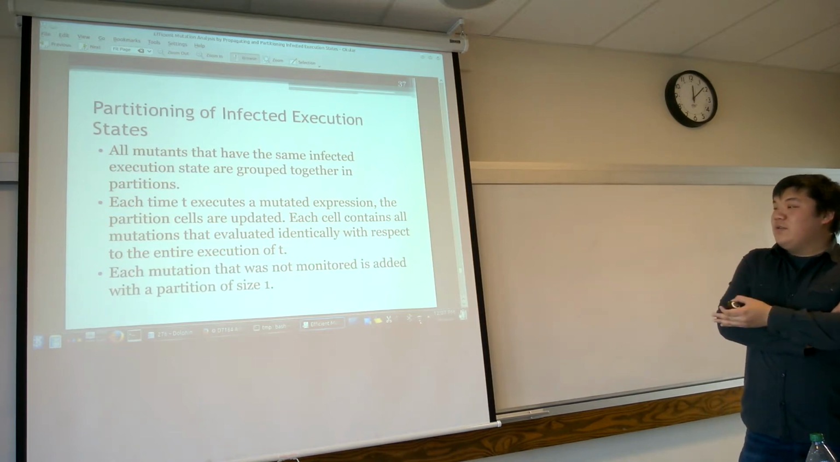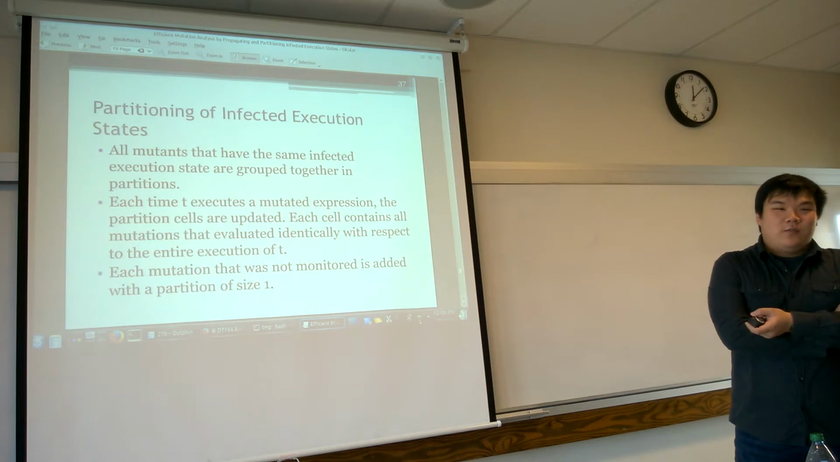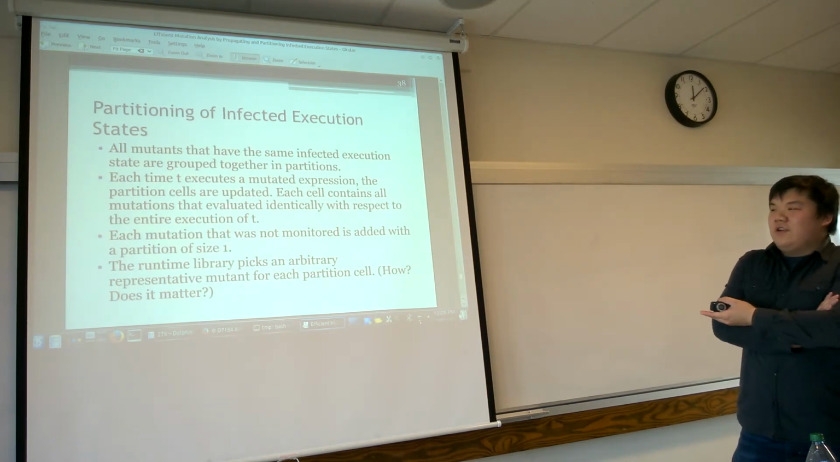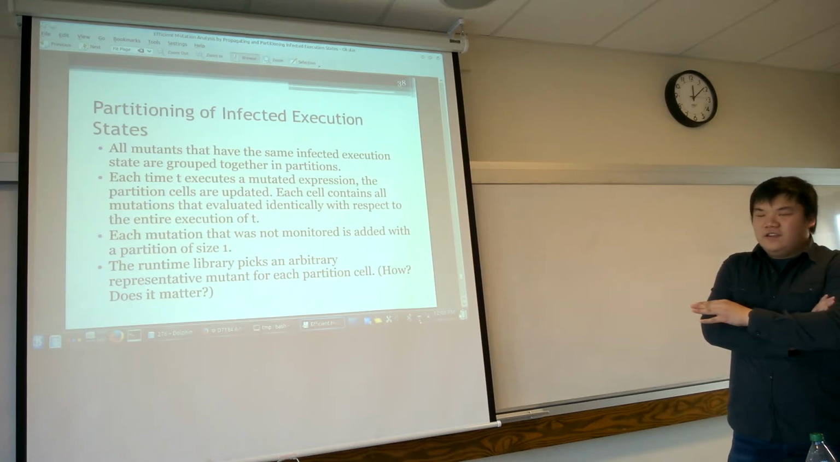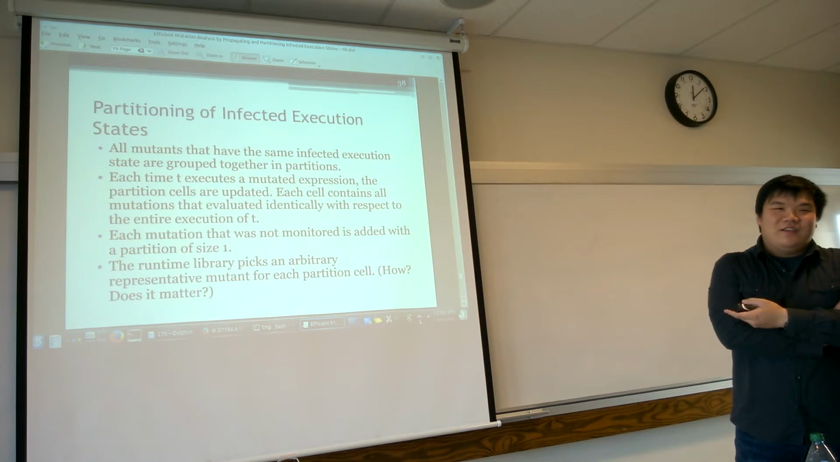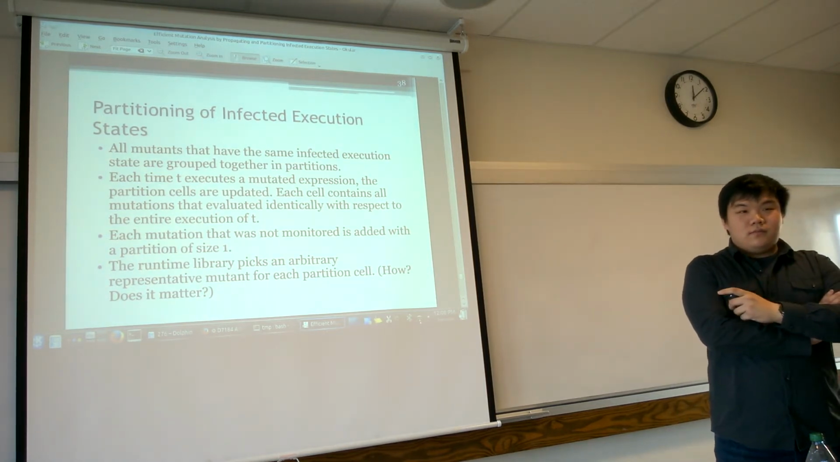And then each mutation that was not monitored is added with a partition of size 1. And then the last thing is the runtime library picks an arbitrary representative mutant for each of the partition cells. And I was wondering, because it doesn't really seem to go over in the paper, does it just pick the first one? Does it even matter? That's what I do. Yeah. So you're making this map, right, of the values essentially that are going through this.